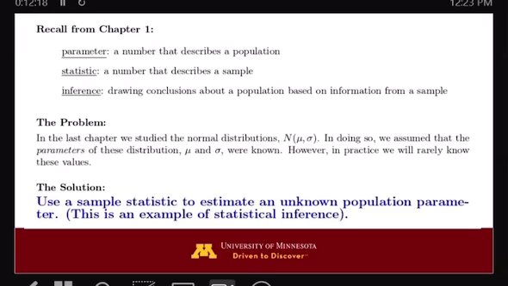Now, if I want to get the exact value of a parameter, I need to go to the population. But we are limited by budgets. We do not have resources to study everybody in the population. What do we normally do? We take a sample. What we obtain from the sample is what we call statistic.